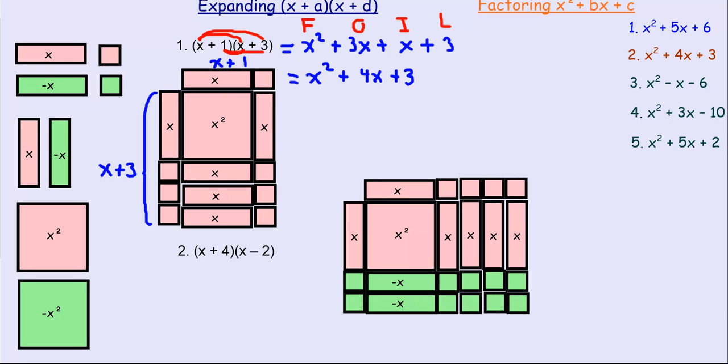Okay, so let's write out what we have here. So we have this x squared. We have these two negative x's here, so that would be minus 2 of those, minus 2 x's. Plus there's 1, 2, 3, 4 x's there. And then there's 8 of these negative 1s, so that would be a minus 8 on the end.